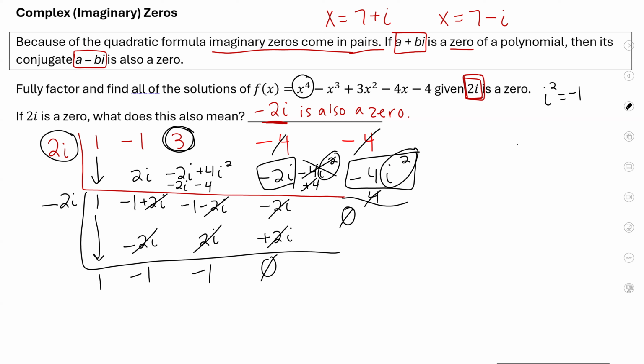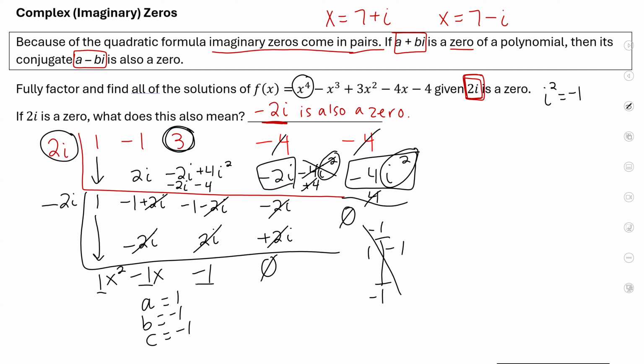This is my quadratic: x squared minus x minus 1. Okay, so let's see if we can factor. I need two numbers that multiply to negative 1 and add to negative 1. Can you do that? Nope, it doesn't work. So we're going to have to use the quadratic formula. A is equal to 1, B is equal to negative 1, and C is equal to negative 1.